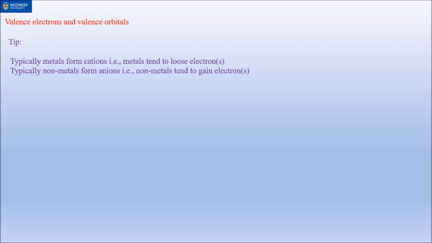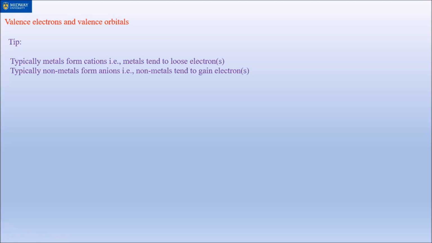The tip I've given you earlier is that typically metals form cations, and the periodic table is nearly, I would say, 95% metals. Metals always lose electrons, and non-metals tend to form anions, that is, they tend to gain electrons. There are shortcuts to determine how many valence electrons an element can lose or gain. Keep in mind, what I mean by lose and gain is for bonding. An element has to lose or gain some other element's electrons to make a bond. That's how bonding works.